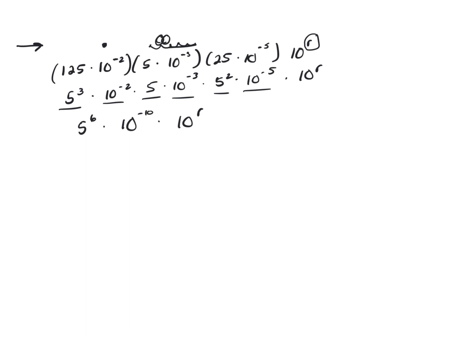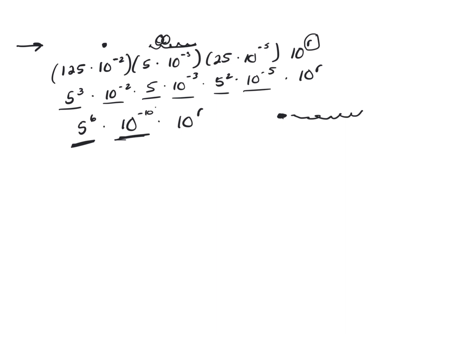Now, we want this to be an integer. When you multiply by 10 to the negative 10, that moves your decimal 10 places to the left, where you have a point and a bunch of zeros, a decimal and zeros to the right. So we need to get rid of this. 5 to the 6 is an integer already. Okay, it's a whole number.